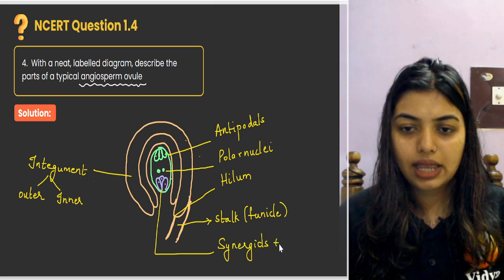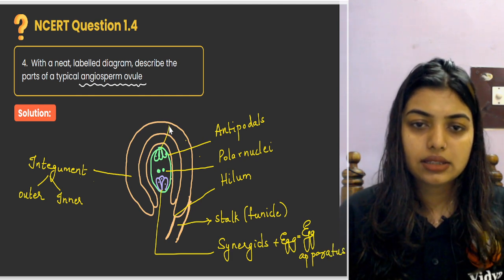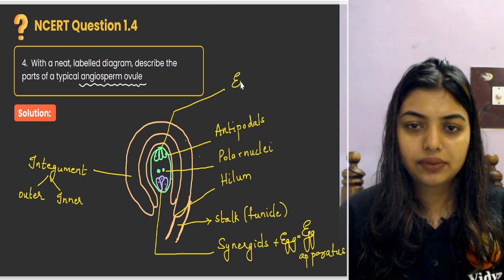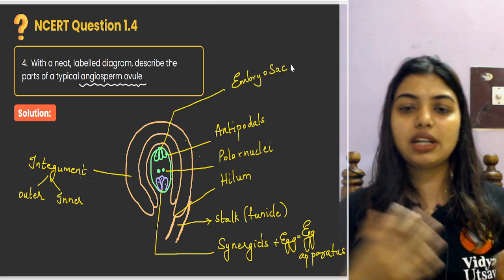Okay, plus the egg will form the egg apparatus. I'll just directly write there because we do not have a lot of place to label, and with this pen this is how much I can draw. Okay, egg apparatus, and this is your embryo sac. So egg is the most important. The pollen grain, the male gamete, has to come and fuse with the egg.